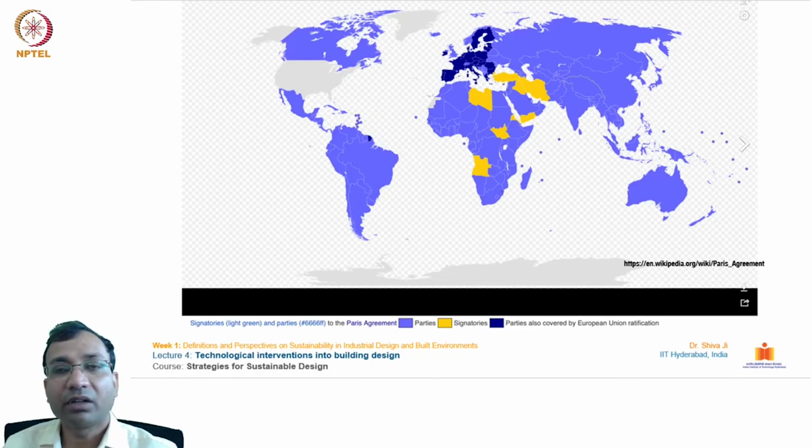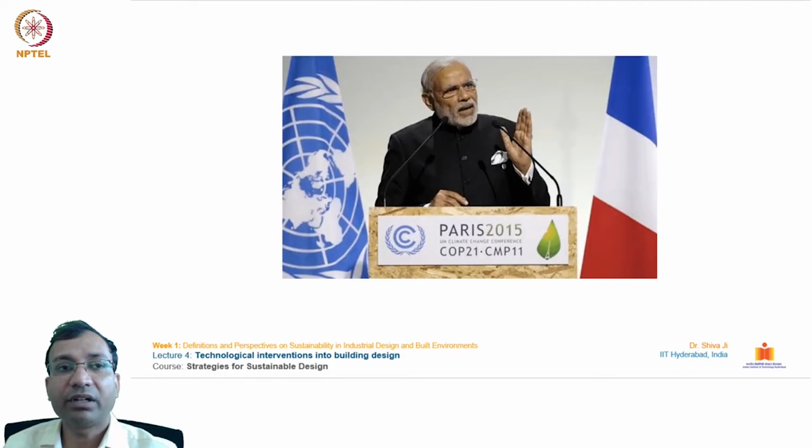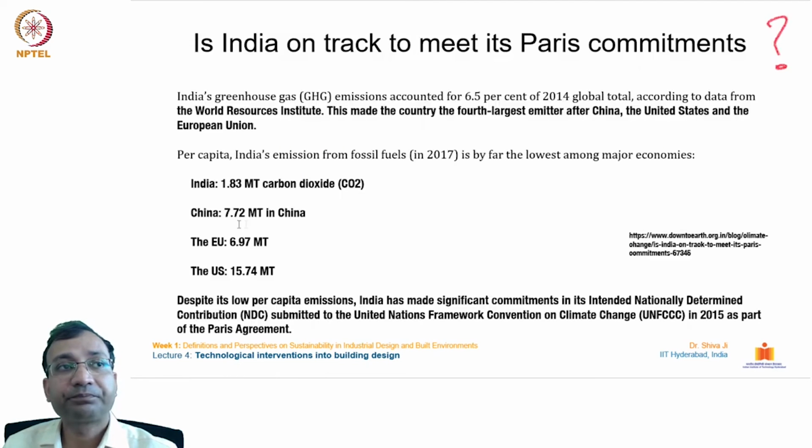Well, further we will see the role of India, how India has responded to the Paris summit, which happened in the year 2015. Is India on track to meet its Paris Agreement commitments? India's greenhouse gas emissions accounted for 6.5% of the 2014 global total, according to data from the World Resources Institute. This made the country the fourth largest emitter after China, the United States, and the European Union.